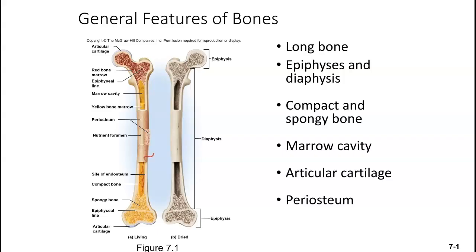So, knowing the difference between the diaphysis, epiphyses, there's also spongy bone, the epiphyseal line, periosteum, endosteum, and then we talked about that compact bone as well. So be able to label a long bone. You can always look on the internet for some different pictures that you can practice with.